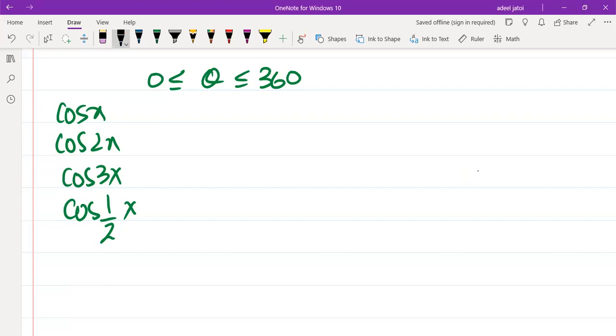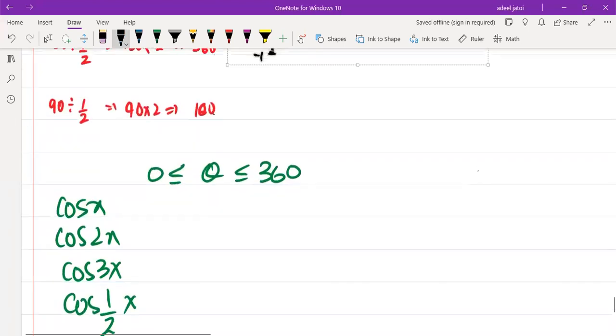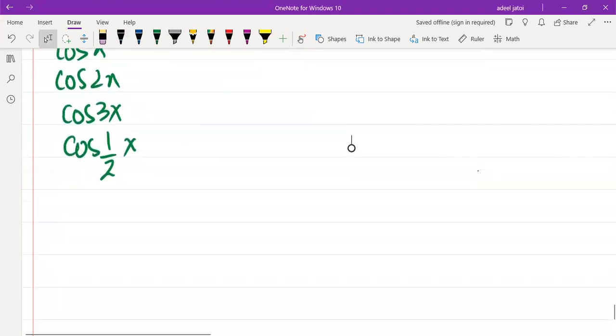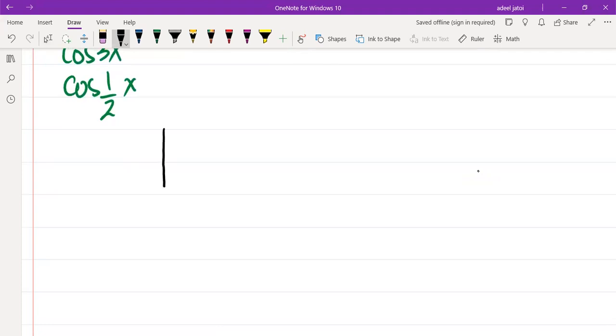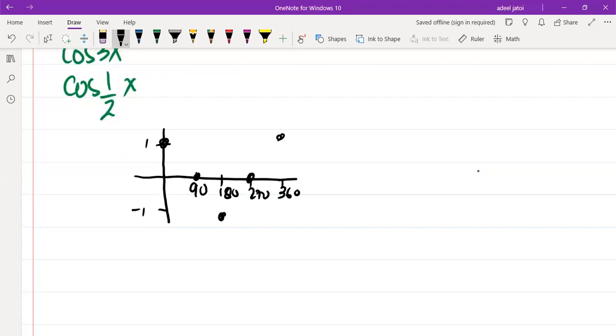Okay, cos x graph. Cos x graph, right? So how are we going to create the cos x graph? We already know the cos maximum value is 1 and the minimum value is -1. At 0, 90, 180, 270 and 360: cos 0 is 1, cos 90 is 0, cos 180 is minus 1, cos 270 is 0 and cos 360 is 1. The graph goes like this.